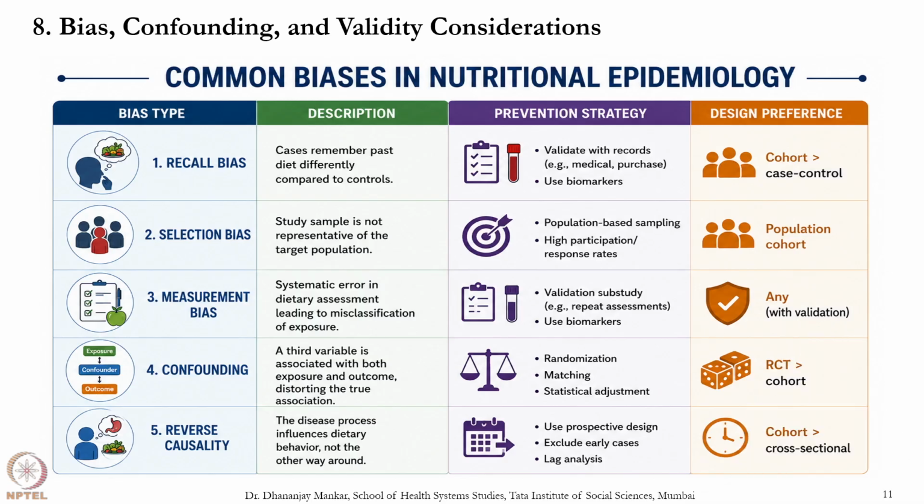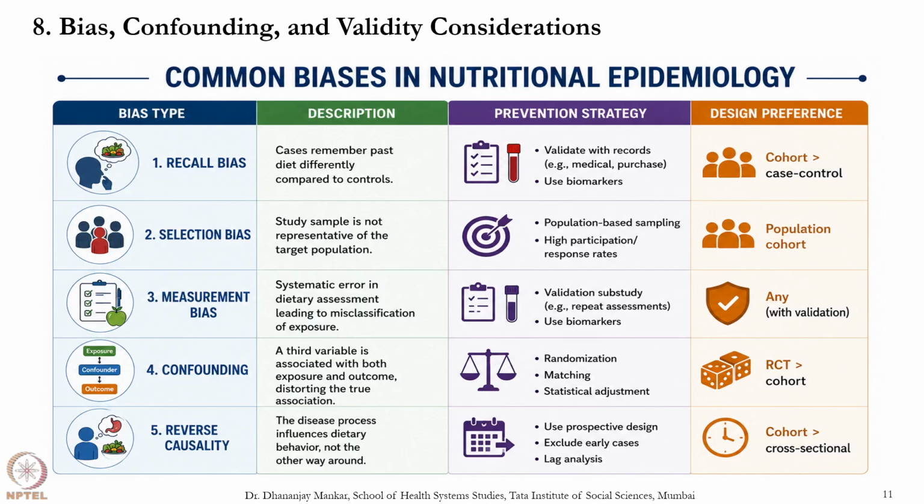Validation is very important over here. Confounding: a third variable is associated with both exposure and outcome, distorting the true association. There you can use a prevention strategy such as randomization, matching and statistical adjustment. No doubt the preferable design over here is an RCT or a cohort.